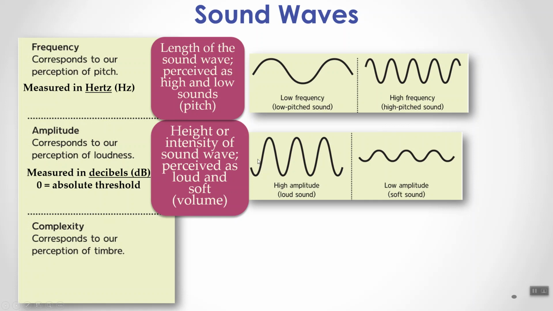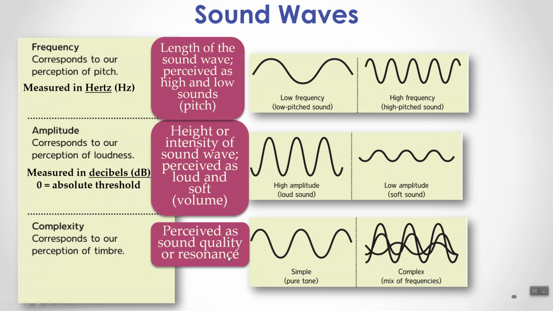When you crank up a dimmer switch or a knob, you're going to hear a louder sound. But when you turn it down, these shorter waves give a softer sound. This is measured in decibels. So 0 is our absolute threshold for hearing sounds, as measured in decibels. So 0 decibels is our absolute threshold, okay?